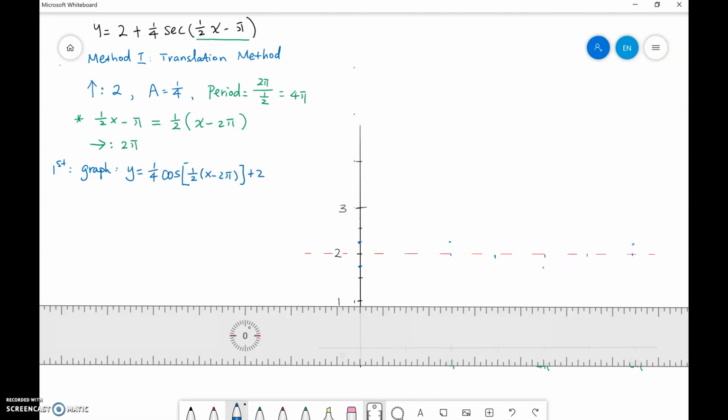Okay. So this is the dot. The second one, because it's going to cross the 0. Third one, fourth one, and then back up. So the cosine graph looks like this shape. But we're doing the secant graph.